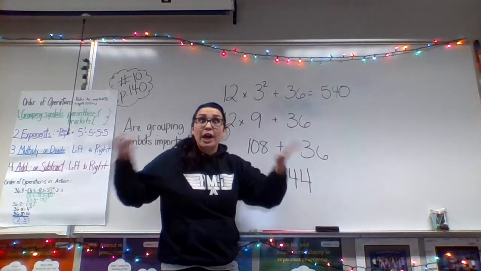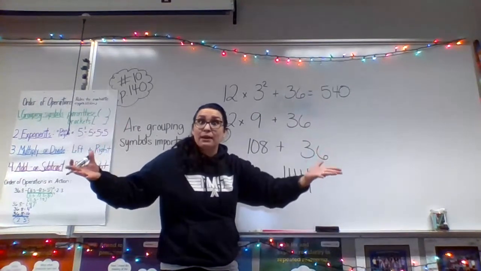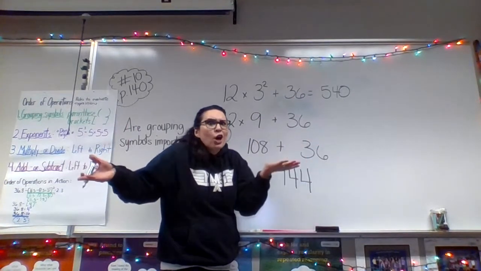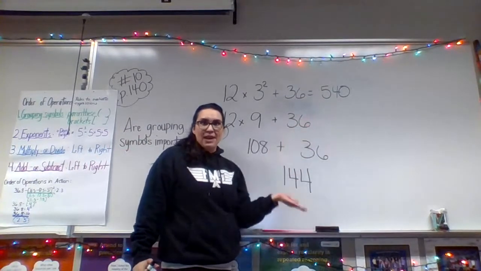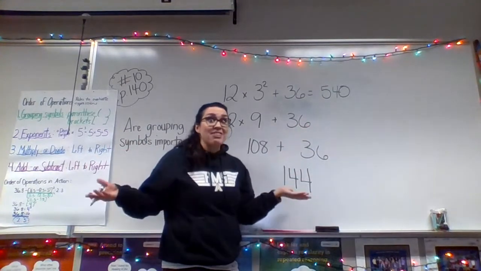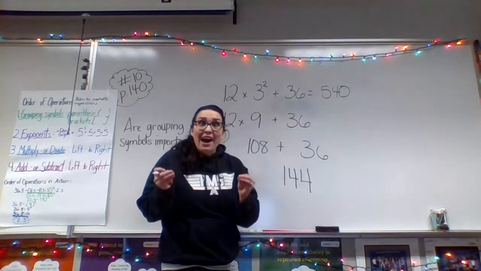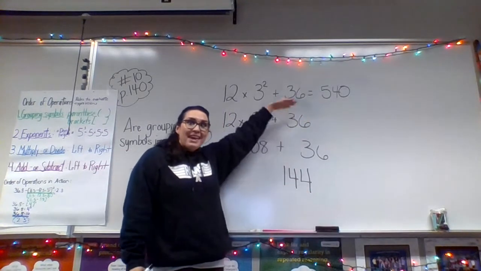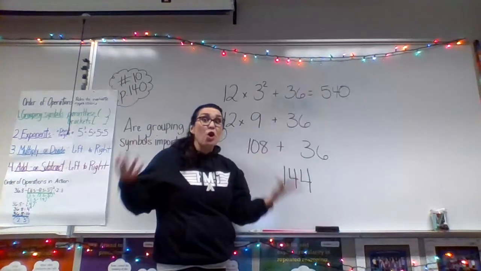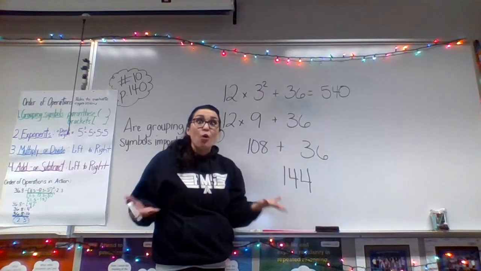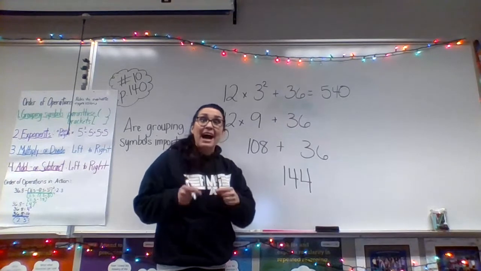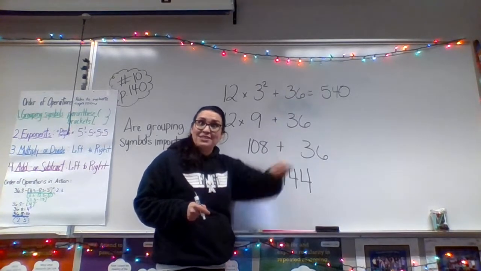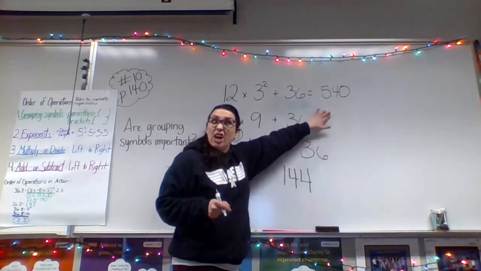That's where grouping symbols come into play, my friends, right? Because I don't know, but I'm pretty sure 540 and 144 are not the same, right? So now let's see. I know I can't just do it straight across. I'm going to need those parentheses. I'm going to need that grouping symbol so that I know the correct steps I need to perform these operations so that I can actually get 540.